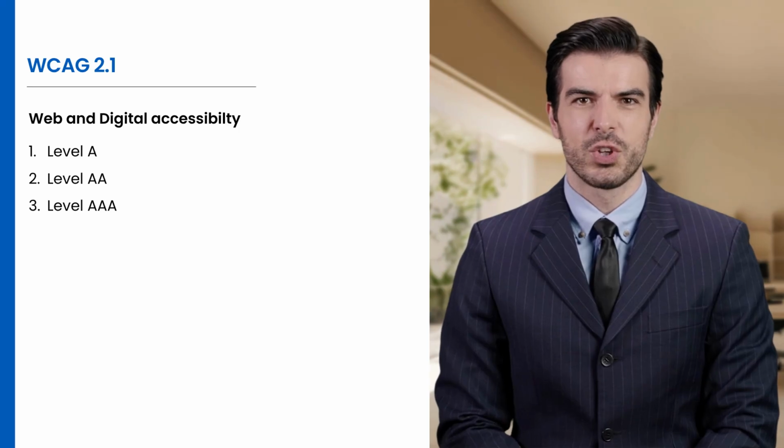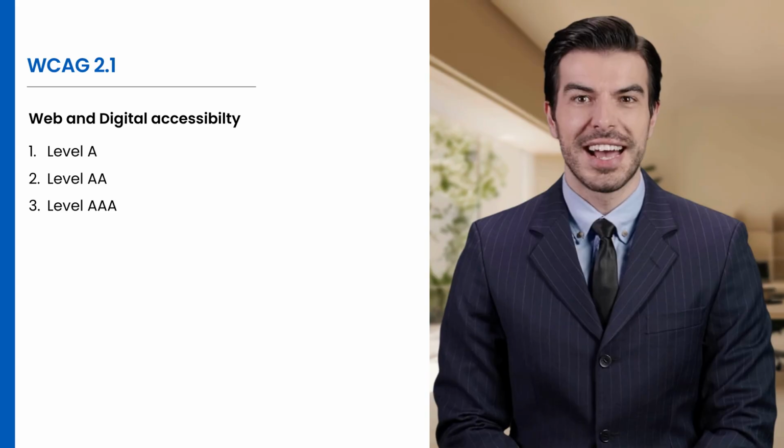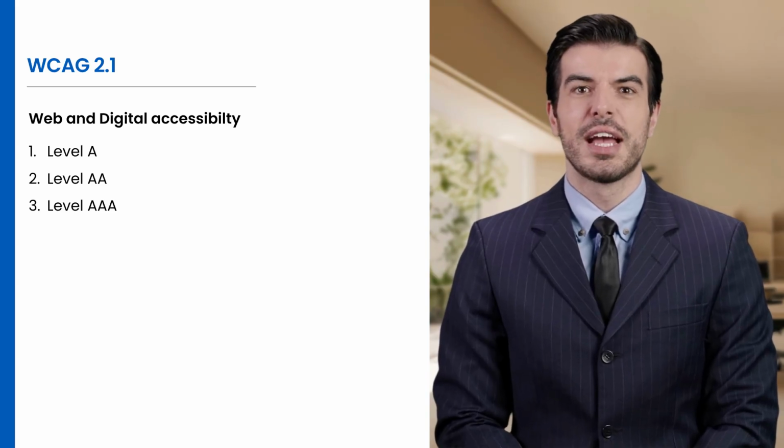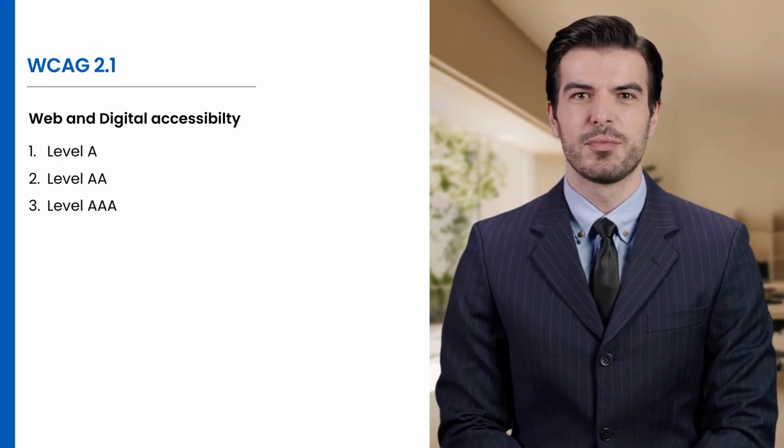WCAG 2.1 is structured into 3 compliance levels: Level A, Level AA, and Level AAA, each defining the degree of accessibility standards implemented within a system.